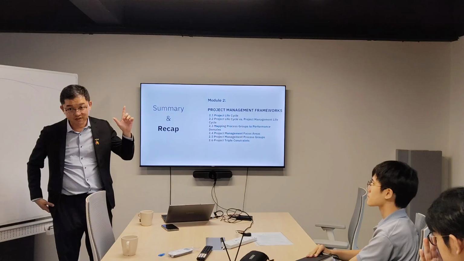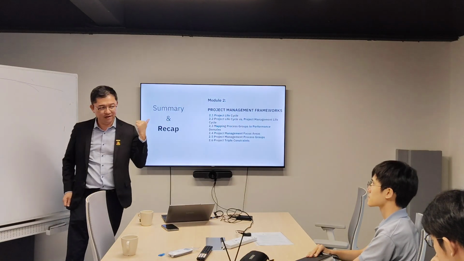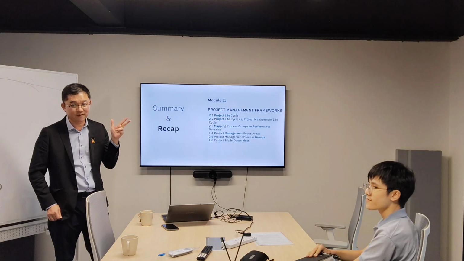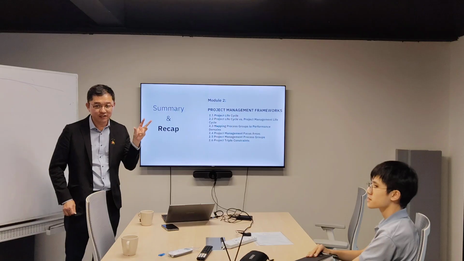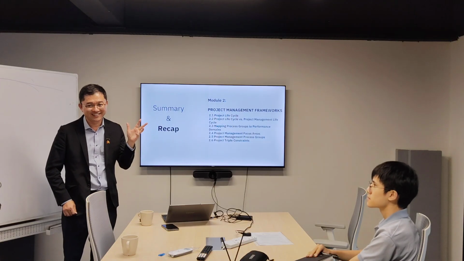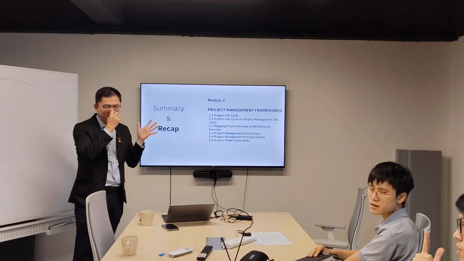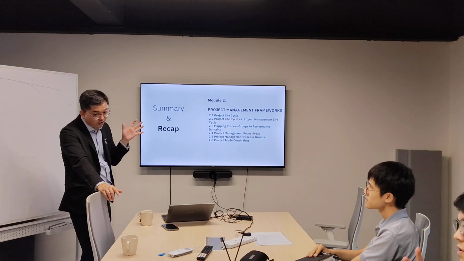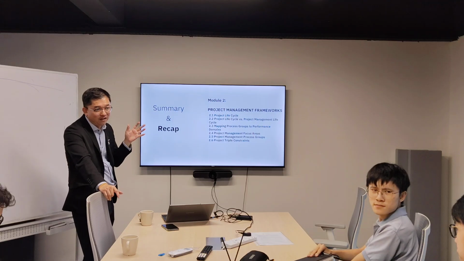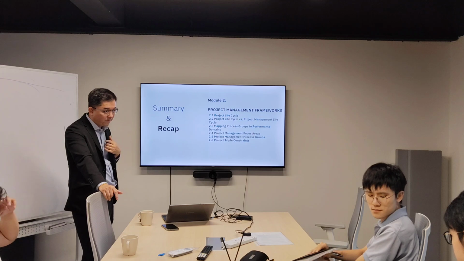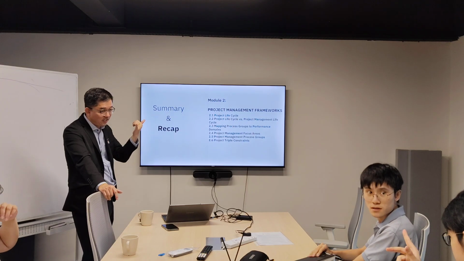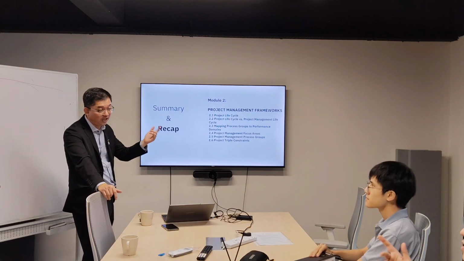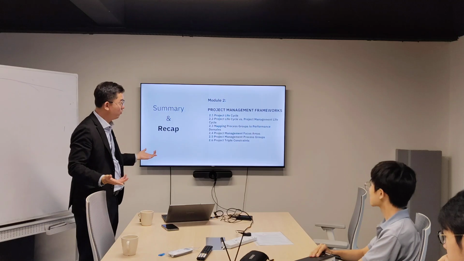Which is the 7? What's the first? Governance. Second? Scope. Third? Finance. Schedule. Not risk yet. Risk, not yet. Last. 5 is procurement, 6 is resources, and 7 is risk. Then resource, and then risk. Okay, you passed module 2 already.